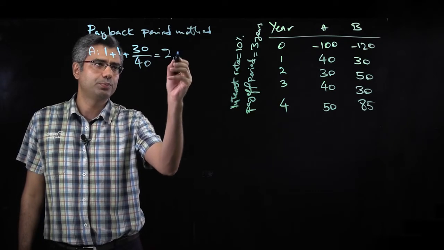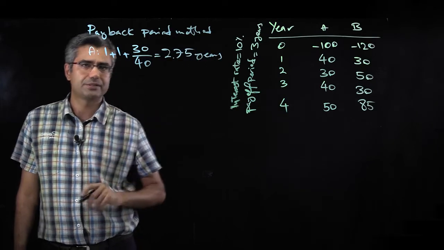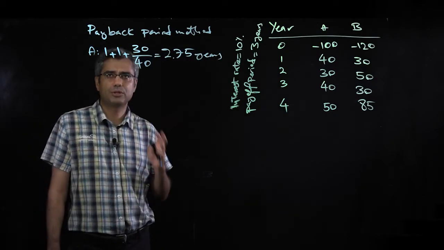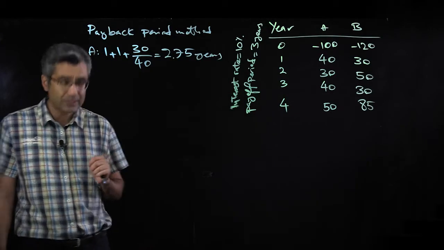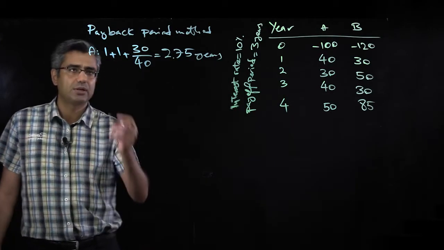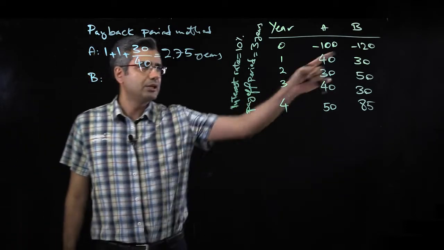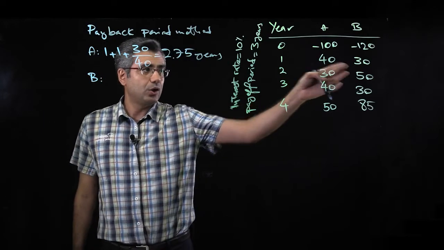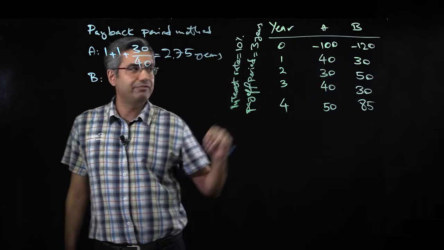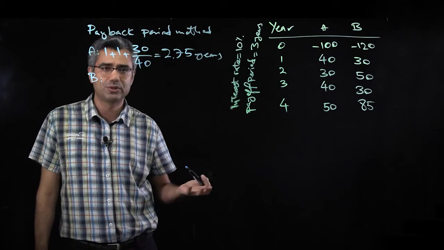And this means 2.75 years. So the payback period for the first project is 2.75 years. Now let's do the same calculation for project B. For project B, the initial investment is $120. Can we cover it? Can we reach 120 in the first year? No. At the end of year 1, we have made just 30 US dollars.